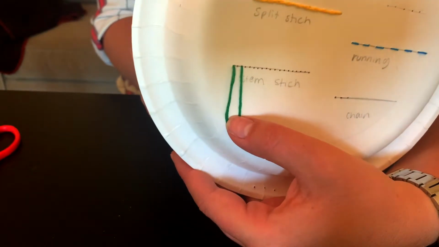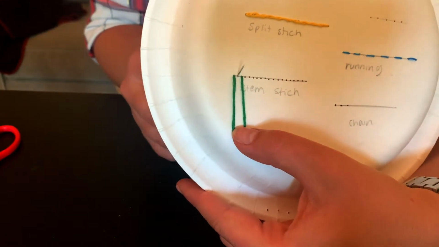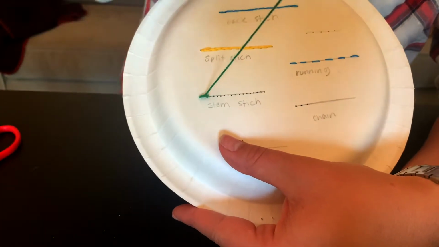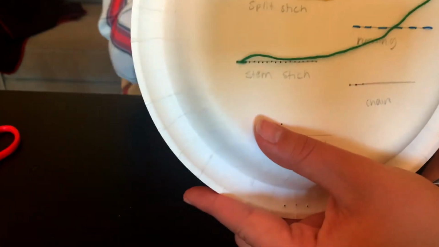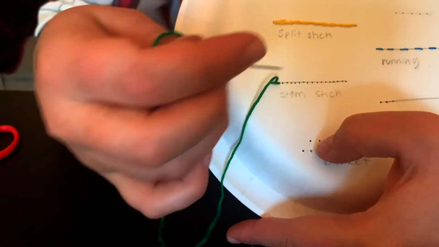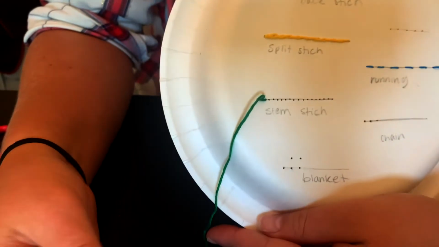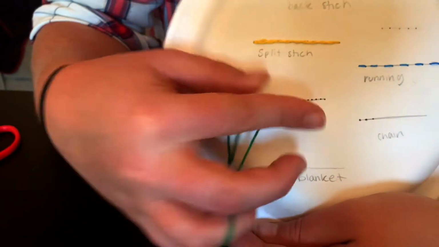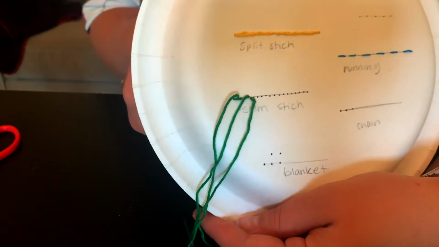We are going to go back through that hole in the middle, and we are going to keep the string on the bottom. So you can do it on the bottom or the top, but you want to make sure that it is even all the way through. So we're going to go back through. I'll show you that a couple more times. We're going to go back through.